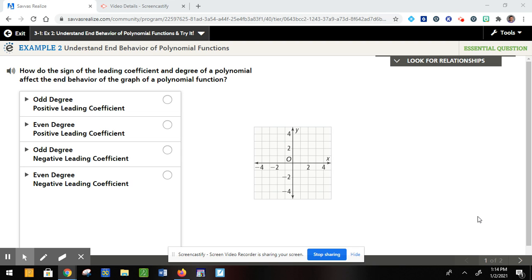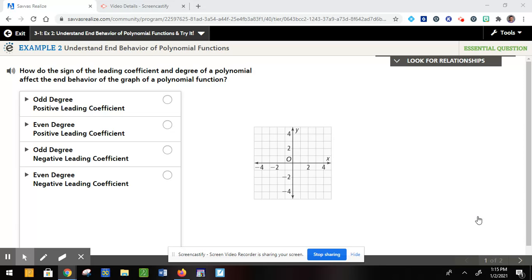Now that we know what the leading coefficient is, how to identify it, and the degree of the entire polynomial, we're going to look at those two things to determine what the graph is going to look like, because those two things can tell you a lot. There are basically four categories it can fall into: the degree of the entire polynomial function can be odd or even, and the leading coefficient will be positive or negative. Those two things in conjunction put it into one of four categories, right?